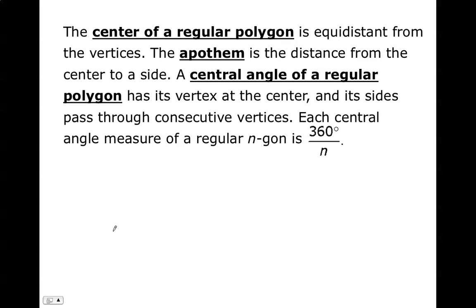Let's talk about regular polygons. The center of a regular polygon is equidistant from the vertices, similar to a circle. The apothem is the distance from the center to a side. And we also have a central angle of a regular polygon, whose vertex is at the center, and its sides pass through consecutive vertices. So each central angle measure of a regular n-gon is 360 divided by n.